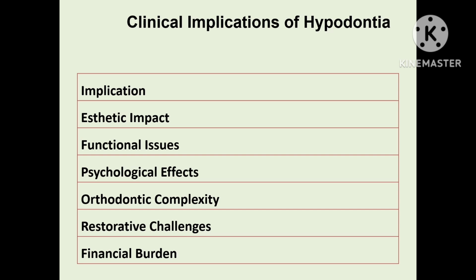Orthodontically, hypodontia complicates treatment planning, leading to space management issues, malalignment of teeth, or difficulties in bracket placement. From a restorative point of view, options may be limited based on available space and remaining teeth. Lastly, the financial burden can be considerable due to the need for long-term interdisciplinary care. Even a single missing tooth can disturb the balance of the entire mouth.